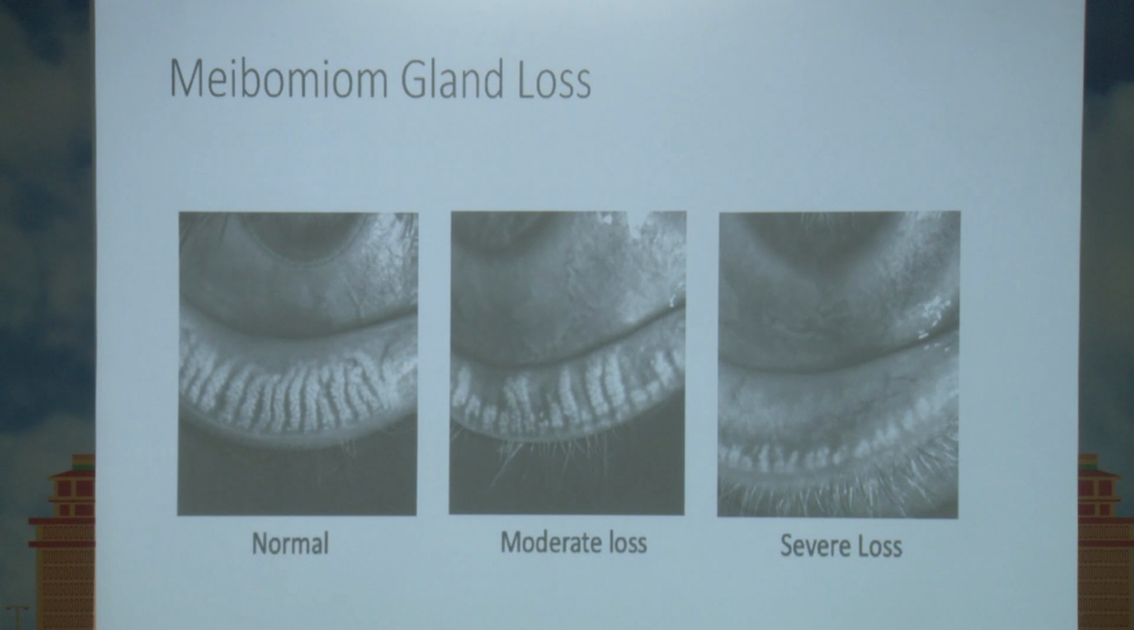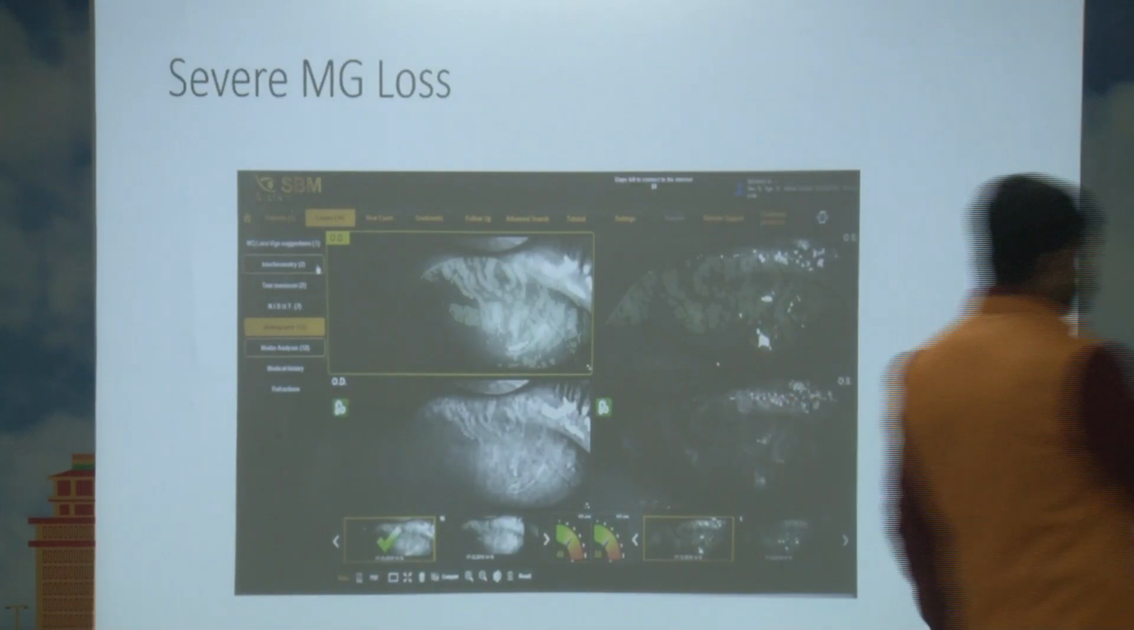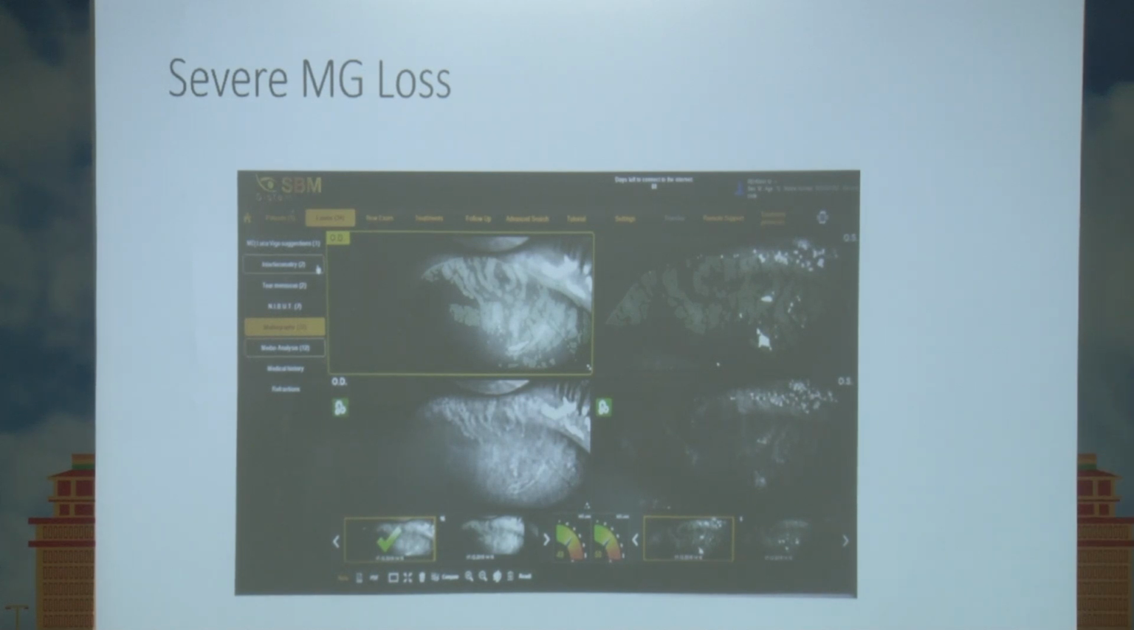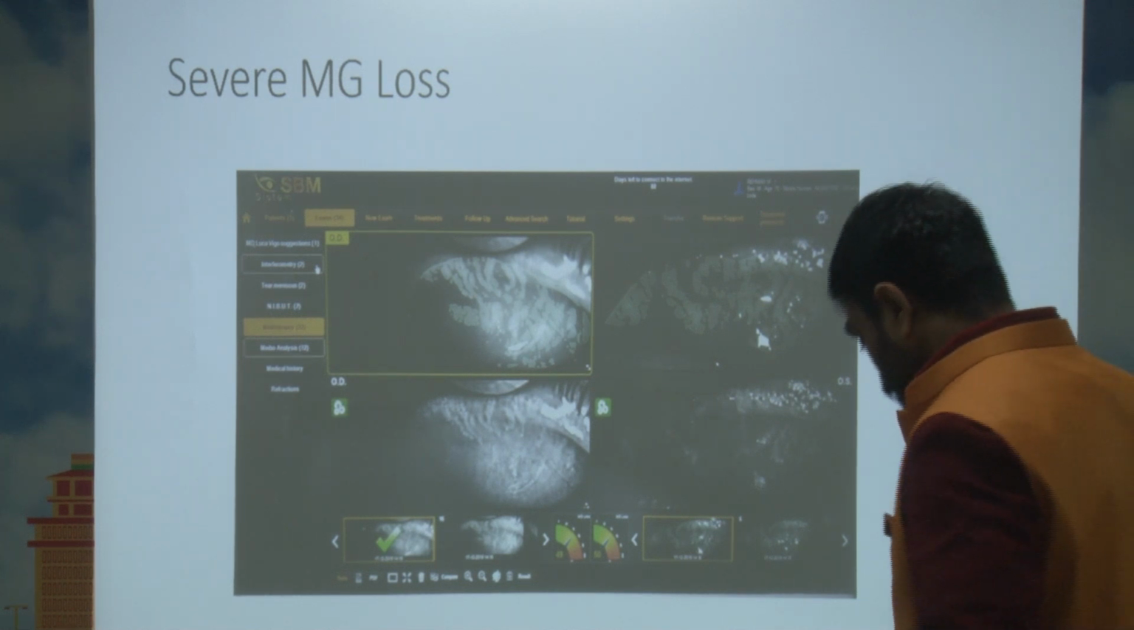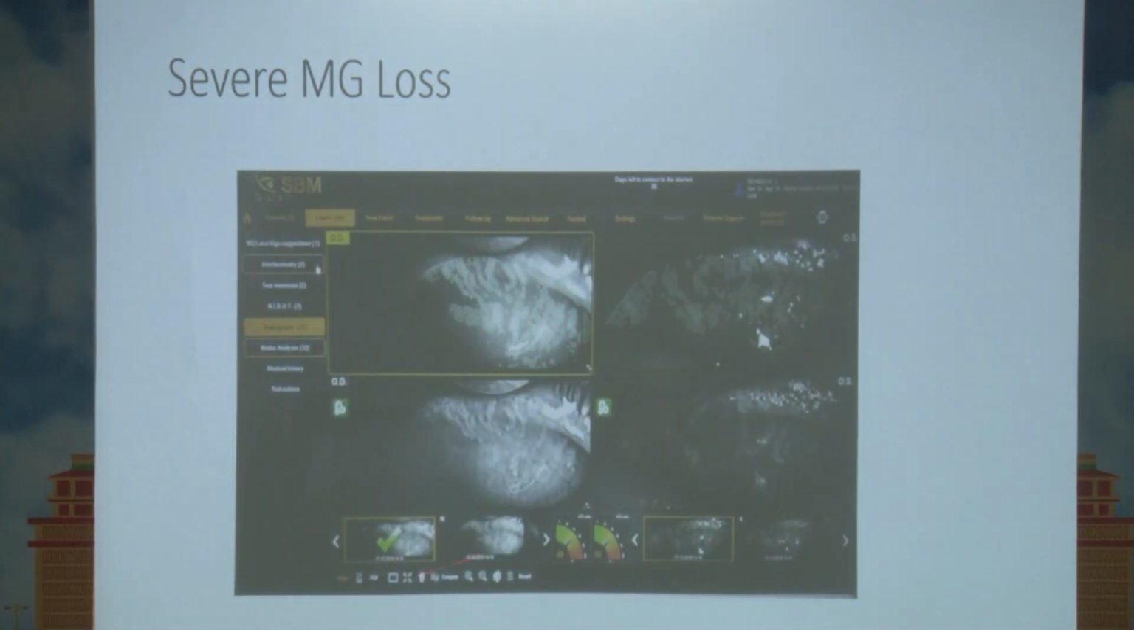So this is what the meibomian gland would look like. The normal is here. Do you have a pointer? Anyway. So in the middle you have moderate loss, and here you can see severe loss. So this is what a severe loss would look like. This is what a severe loss of meibomian gland would look like in the machine. And the machine, this is where the calculation is, the red and the yellow and the green.